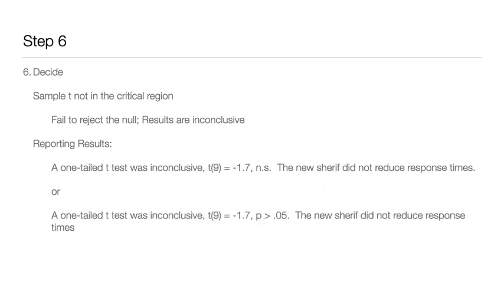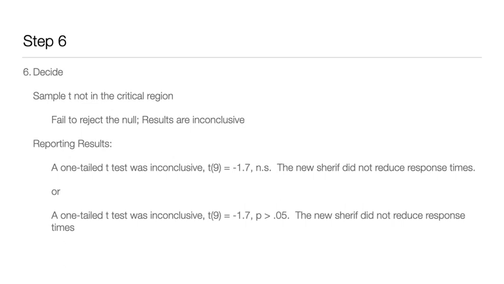That could also look like: a one-tailed t-test was inconclusive. T9 is equal to -1.7, p is greater than 0.05, because it was not in that critical region, right? The new sheriff did not reduce response times. Again, we're not to those APA-style responses yet, but we will get there. So I just want to start introducing those.